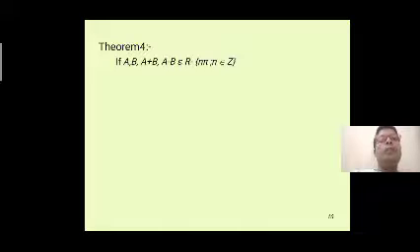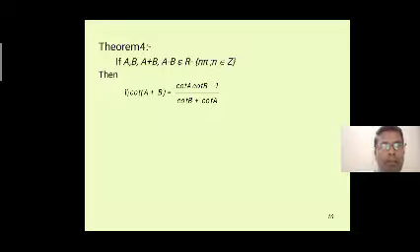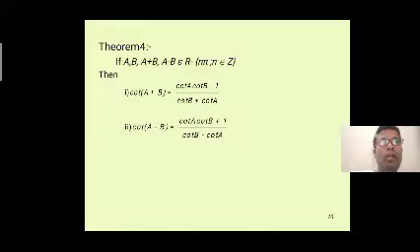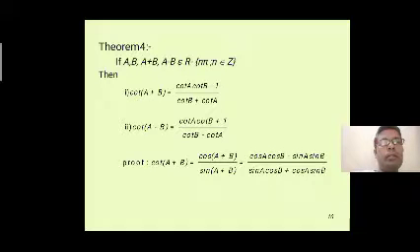Theorem 4. If A, B, A plus B, A minus B belong to R minus n pi and n belongs to Z, then cot of A plus B equals cot A cot B minus 1 by cot B plus cot A. And the second one, cot of A minus B equals cot A cot B plus 1 by cot B minus cot A. Okay, we go to the proof.